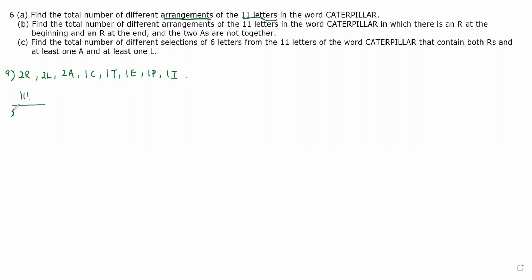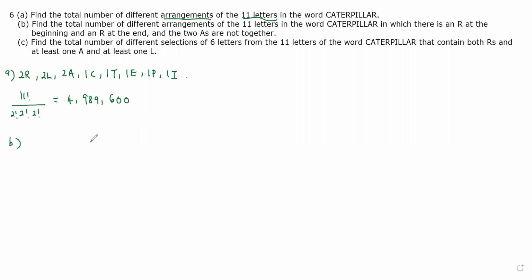So the R's are repeated, we divide by 2 factorial, similarly for L and A. Therefore, we have 11 factorial over 2 factorial, 2 factorial, and 2 factorial. And that is what we get for part A.